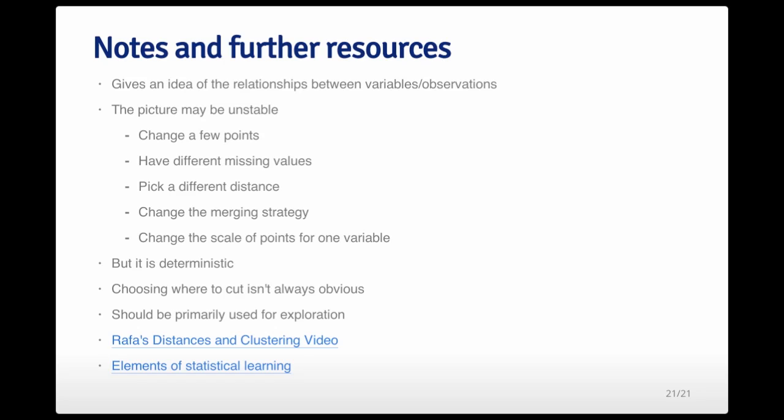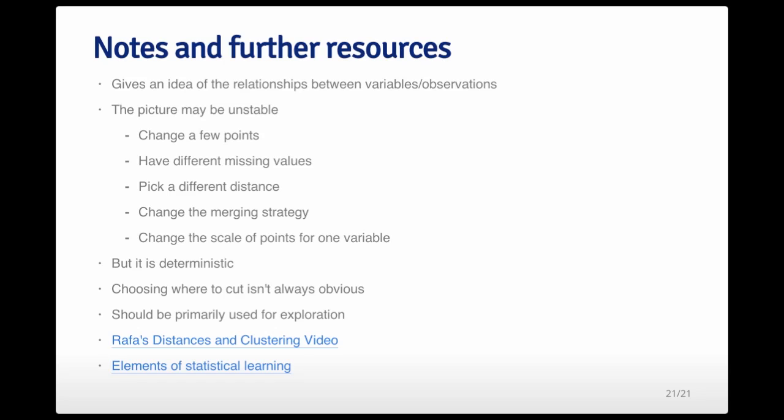Often a useful thing is to try different distance metrics to see how sensitive it is to them. Maybe change the merging strategy to see what kind of picture comes out. And also, clustering algorithms can be sensitive to the scalings of a given variable. So if one variable, for example, is measured with units that are much larger than another variable, then that can sometimes throw off the algorithm. So it may be useful to scale certain variables so that they're more comparable to each other.